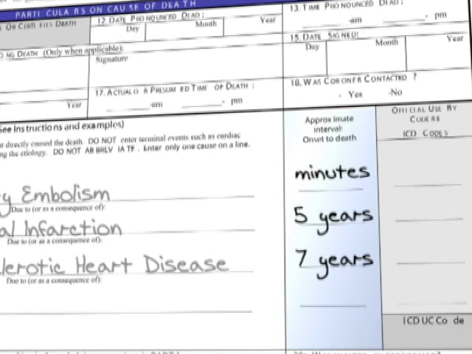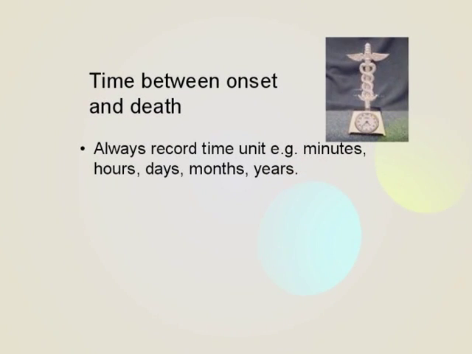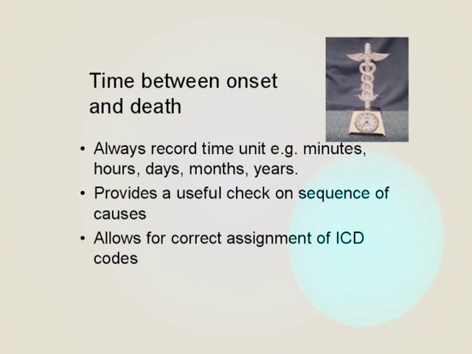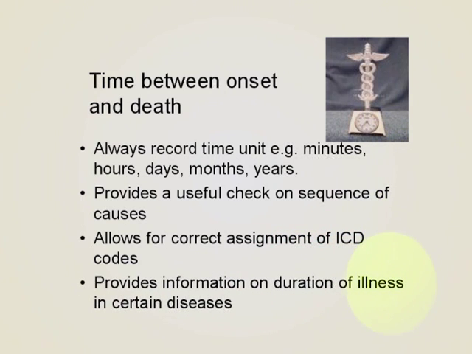Where the time or date of onset is unknown, the best estimate should be made. The unit of time should also be entered in each case. For example, hours, days, months, or years. This section provides a useful check on sequence of causes. It also helps in the correct assignment of ICD codes and provides valuable information on duration of illness in certain diseases where the natural history of disease progression is being studied.